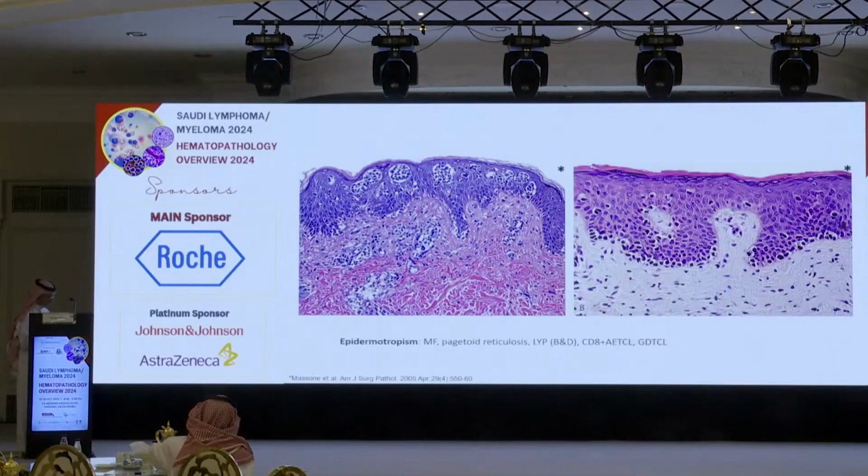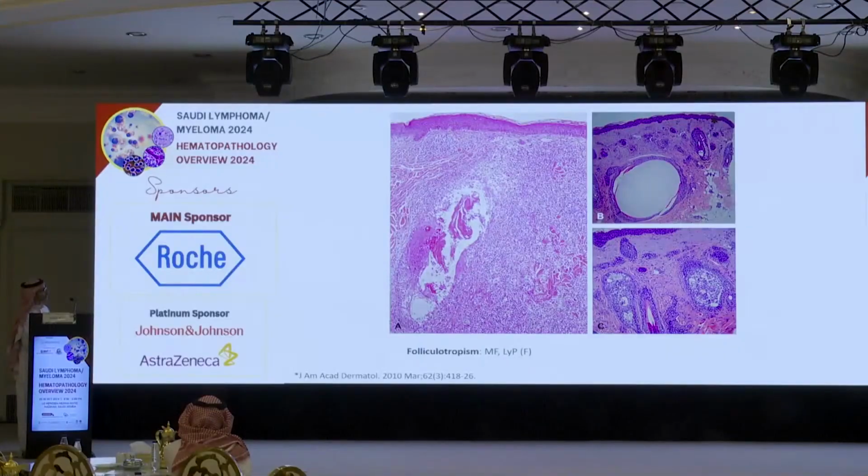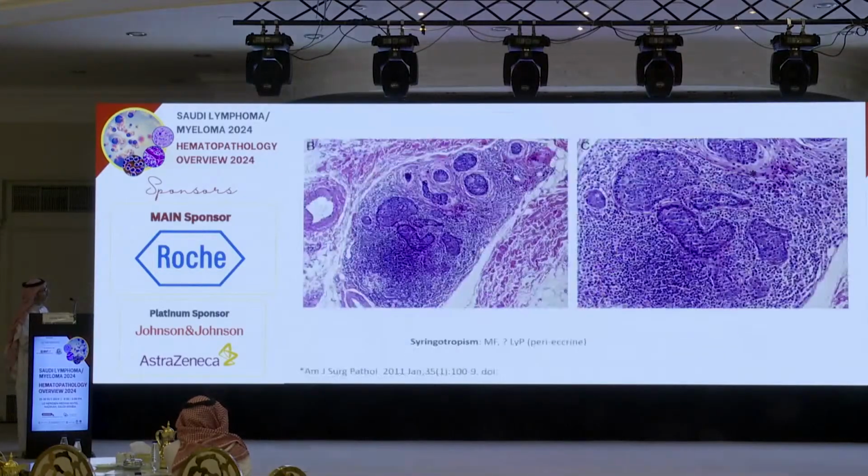In evaluating a skin biopsy, we look at the structures of the skin. The skin, as you know, is composed of epidermis, dermis, adnexal structures, and subcutaneous tissue. So we look at the epidermis. If there is an atypical infiltrate in the epidermis, that's epidermotropism. The dermis as well. Epidermotropism is seen in mycosis fungoides. We look at the follicles, like folliculotropic mycosis fungoides. We look at eccrine glands, syringotropic mycosis fungoides. For example, folliculotropic mycosis fungoides is more aggressive than conventional mycosis fungoides. So we look at the structures of the skin.